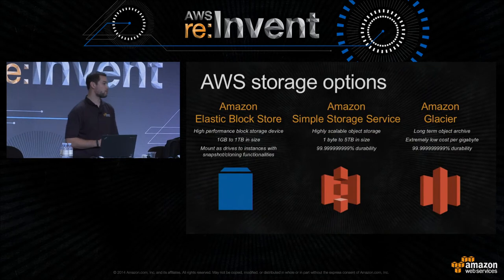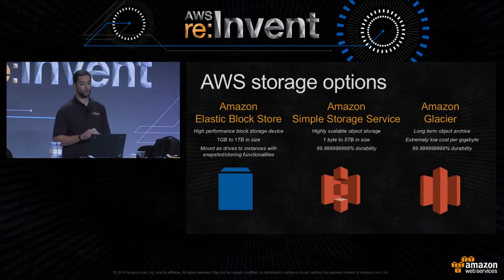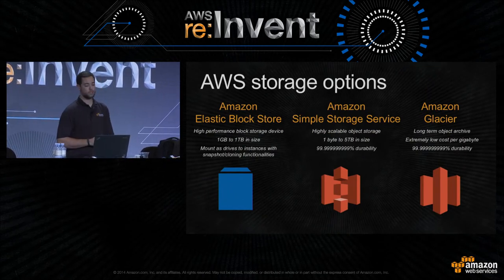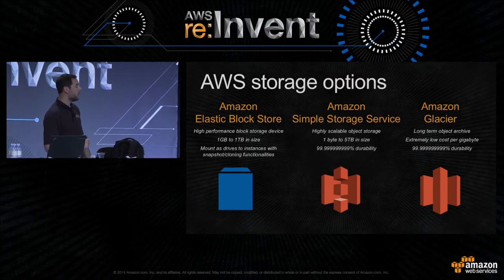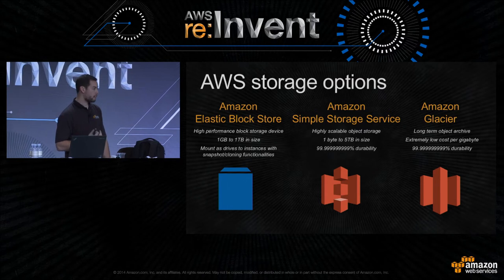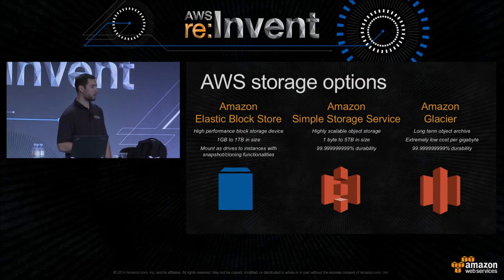Okay, storage options. We have a lot of storage options in AWS. So the three main storage options that come to mind here are Amazon Elastic Block Store. So I did just talk about that. Basically, think of it like a drive attached to an instance.